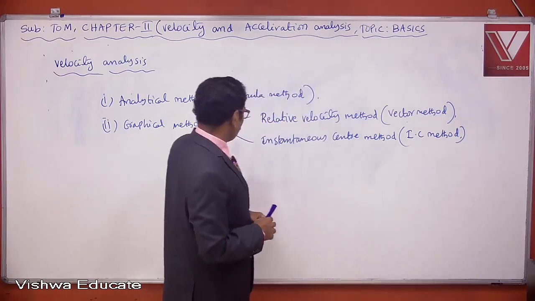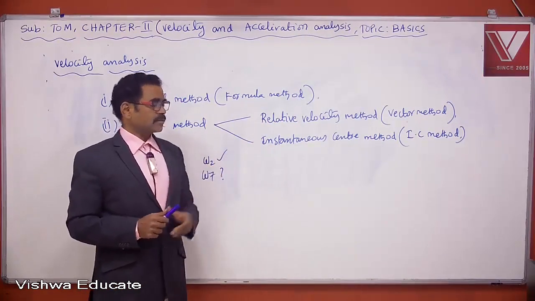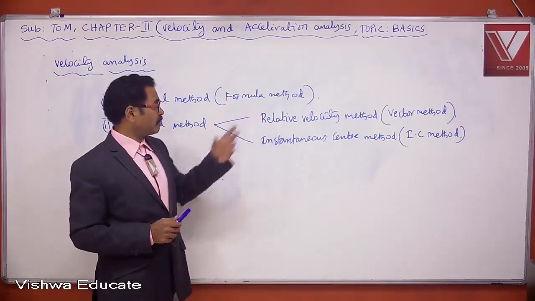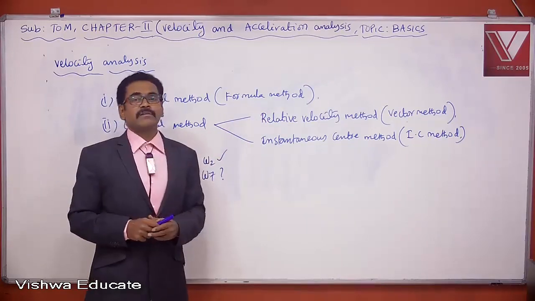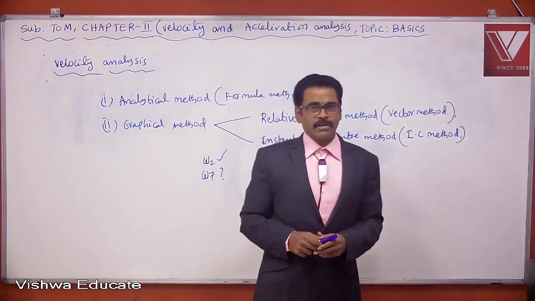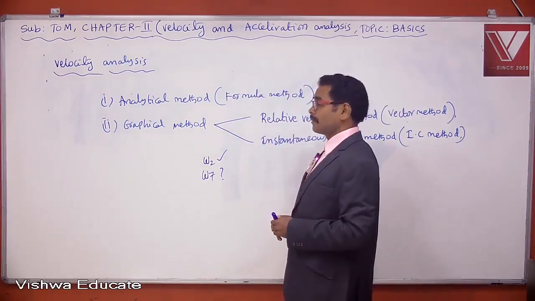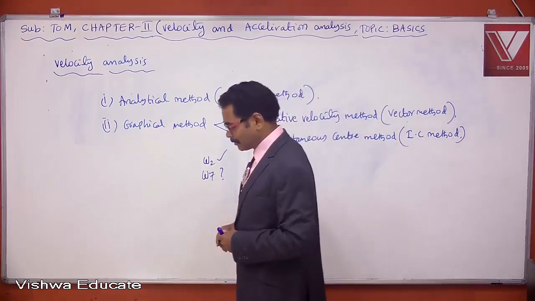So here I told the advantage of relative velocity method, advantage of instantaneous center method, drawback of relative velocity method, drawback of instantaneous center method, and which method is important for our GATE. So this is the end of the introductory session on velocity and acceleration analysis.